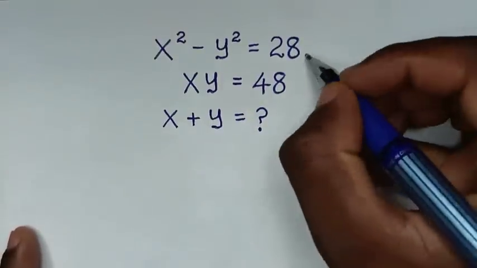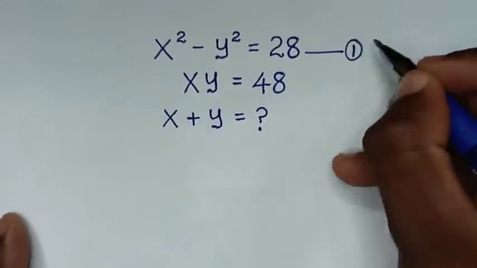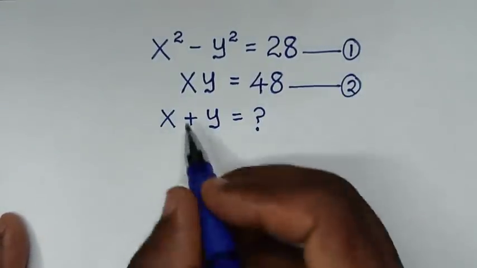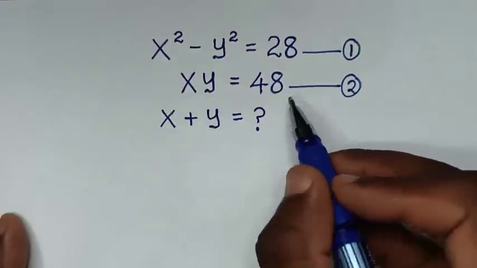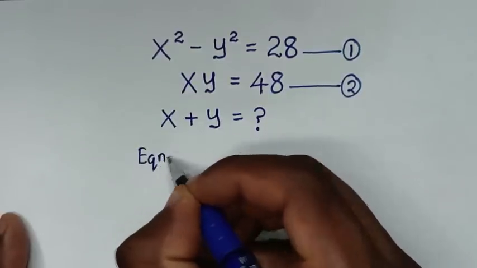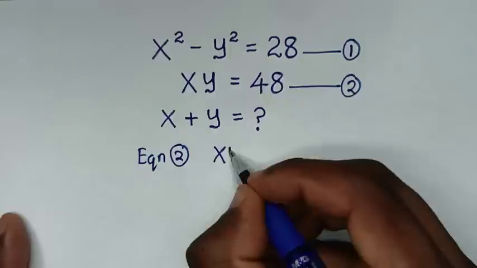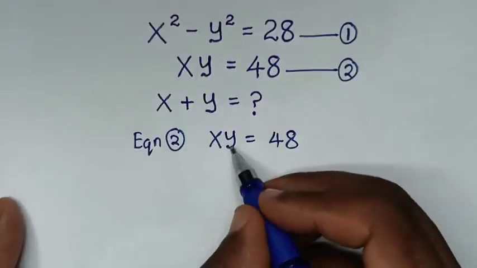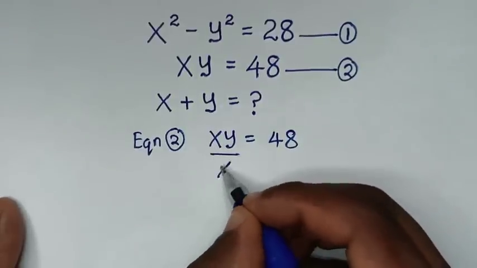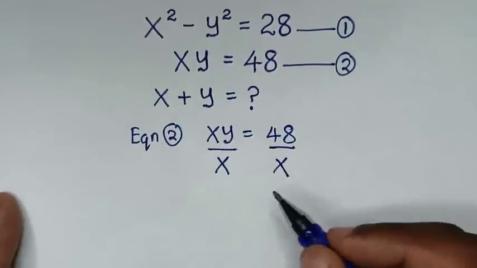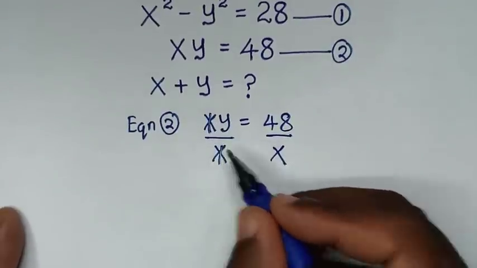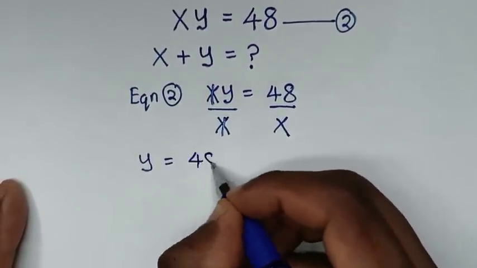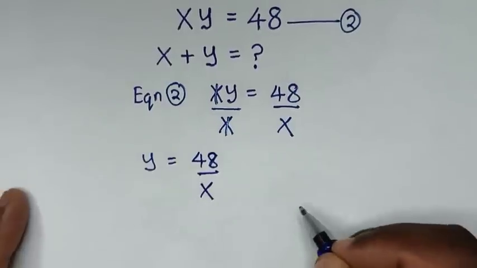Now, in the first step, we start by letting this be equation 1 and this be equation 2. Then in the next step, from equation 2, which is xy is equal to 48, we make y the subject, so we'll divide by x on both sides. So this x and this x will cancel, then y is equal to 48 over x.